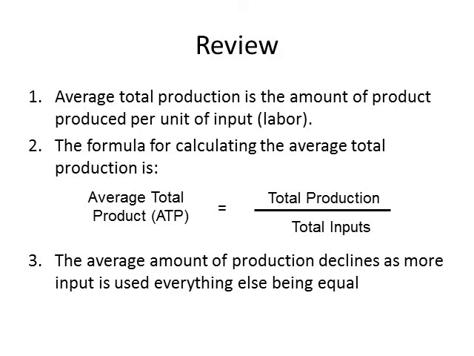Things to remember: 1. The average total production is the amount of product produced per unit of input, most likely labor in most textbooks. 2. The formula for calculating the average production is total production divided by the number of inputs. 3. The average amount of production declines as more of the input is used, everything else being equal.